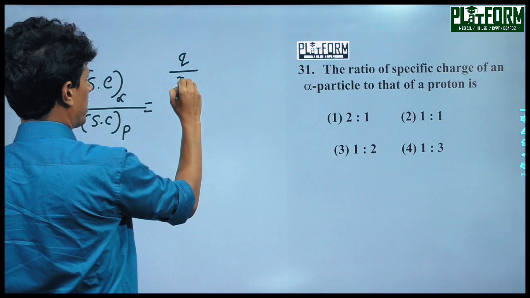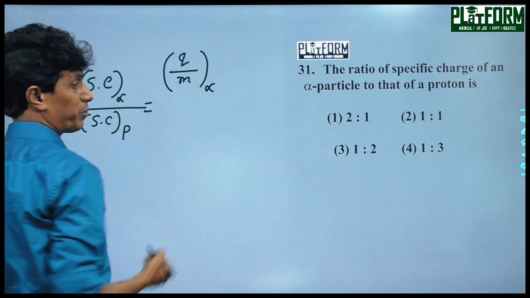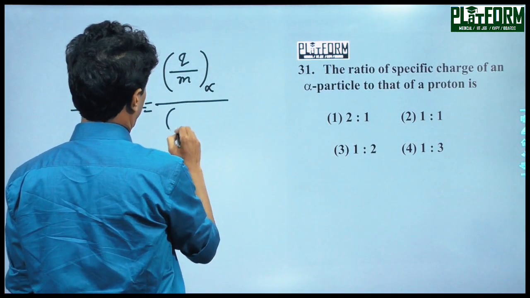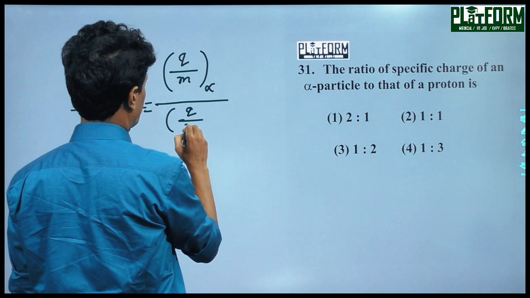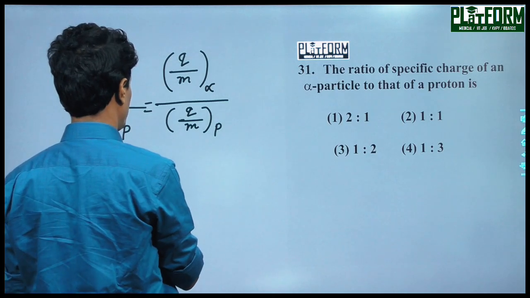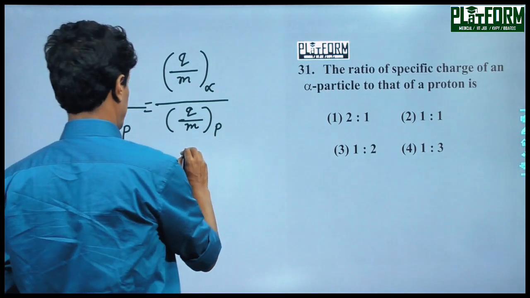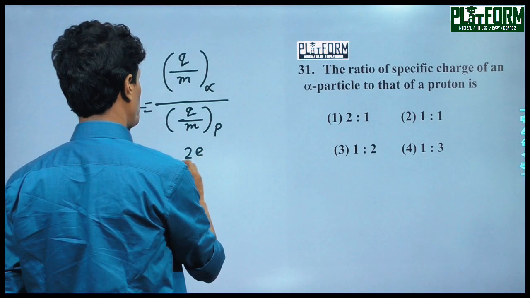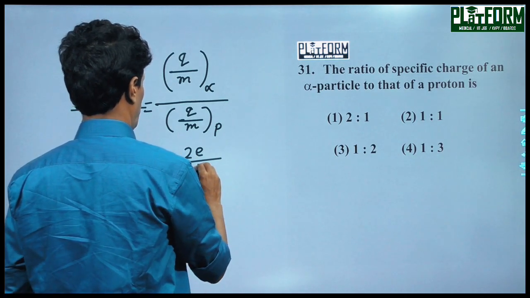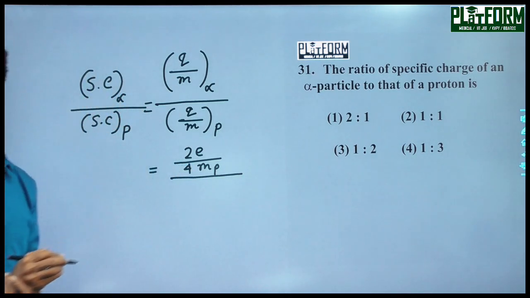Charge by mass. Charge per unit mass is known as specific charge, and it is charge per unit mass for proton. Alpha particle, it is the charge 2e and the mass is 4 mp, that is the mass of proton.